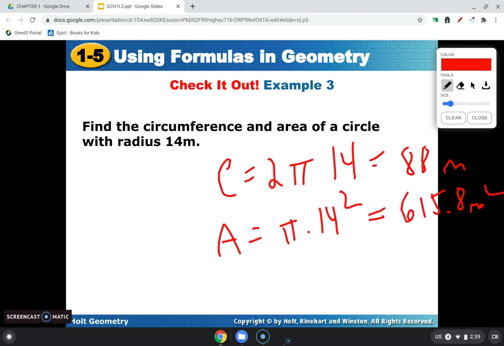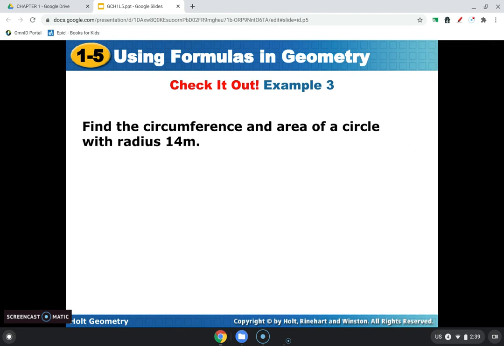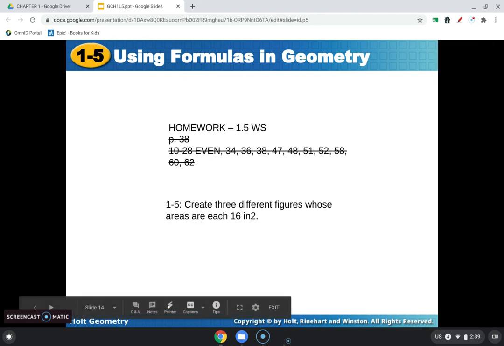So some basic formulas for plane shapes that you've probably seen somewhere along the way in your mathematical career so far. All right. That's a wrap for 1-5.